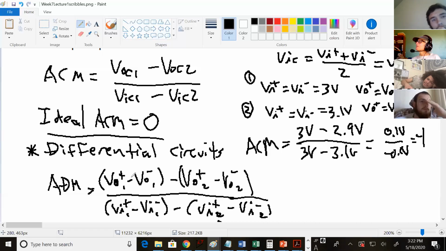Yes, you're working with averages. So even though both signals move, they could move by a lot. If the average doesn't change, this VIC1 will equal VIC2, and you'll get infinity or 0 something. Infinity, I guess. Okay, does that 3.1 and 2.9 and 3.2 and 2.8, does that work for the differentials, the ADM gain?